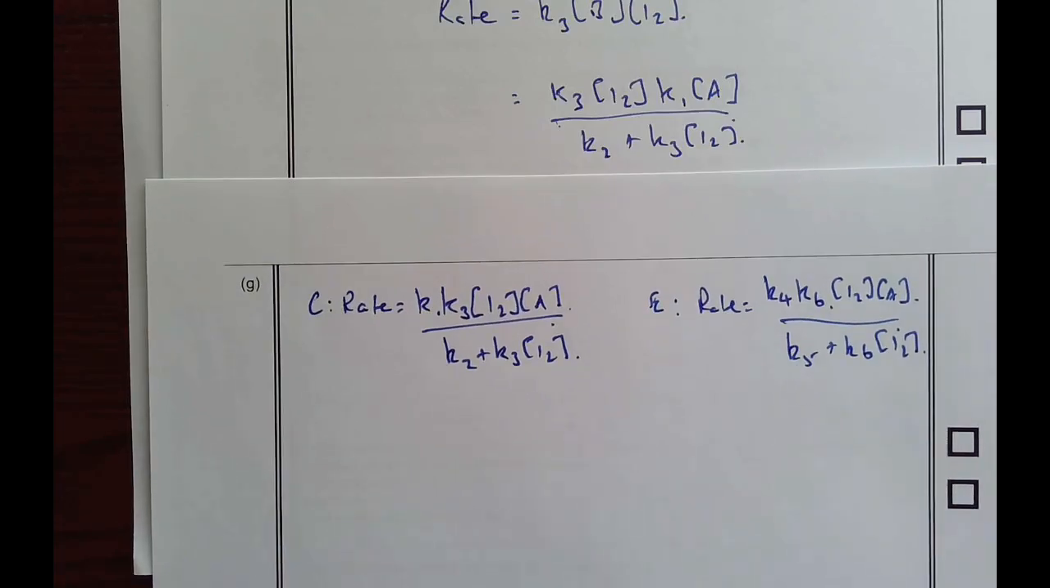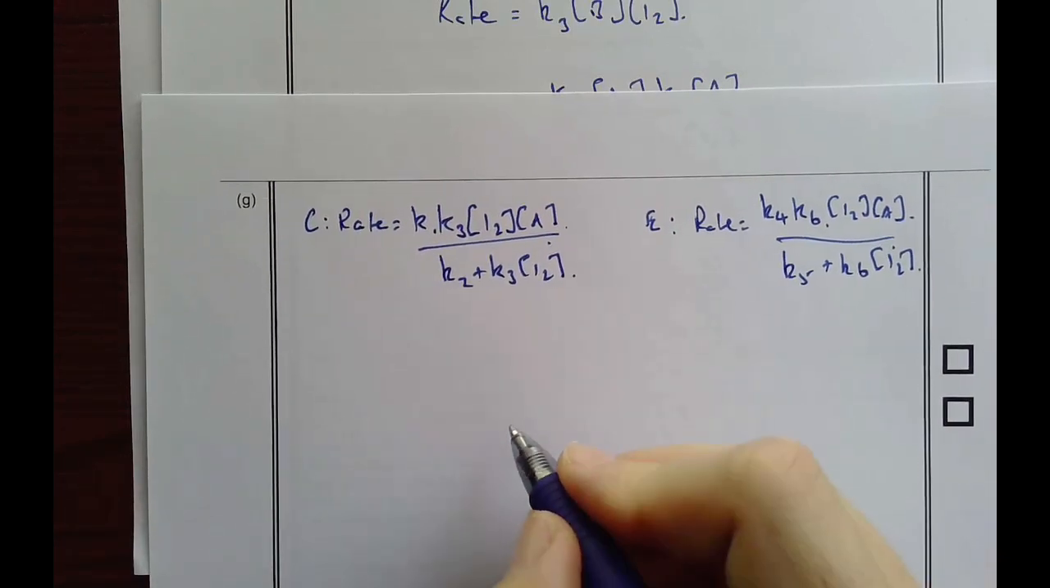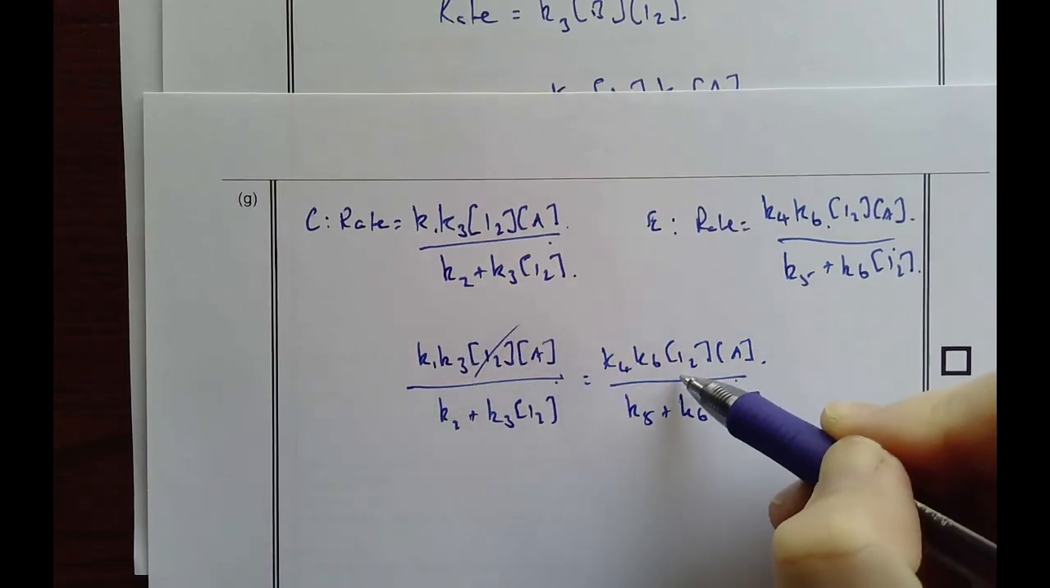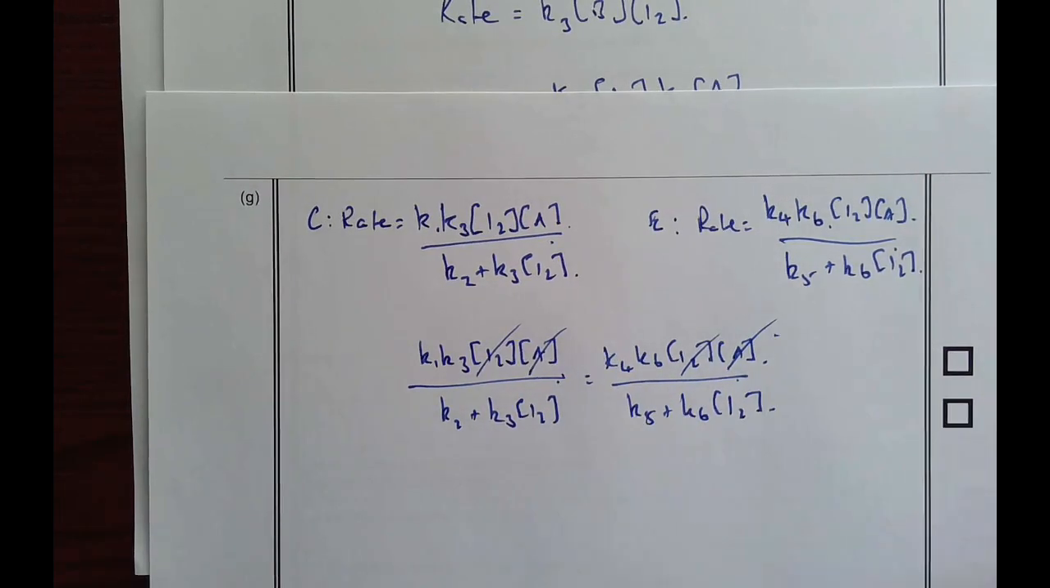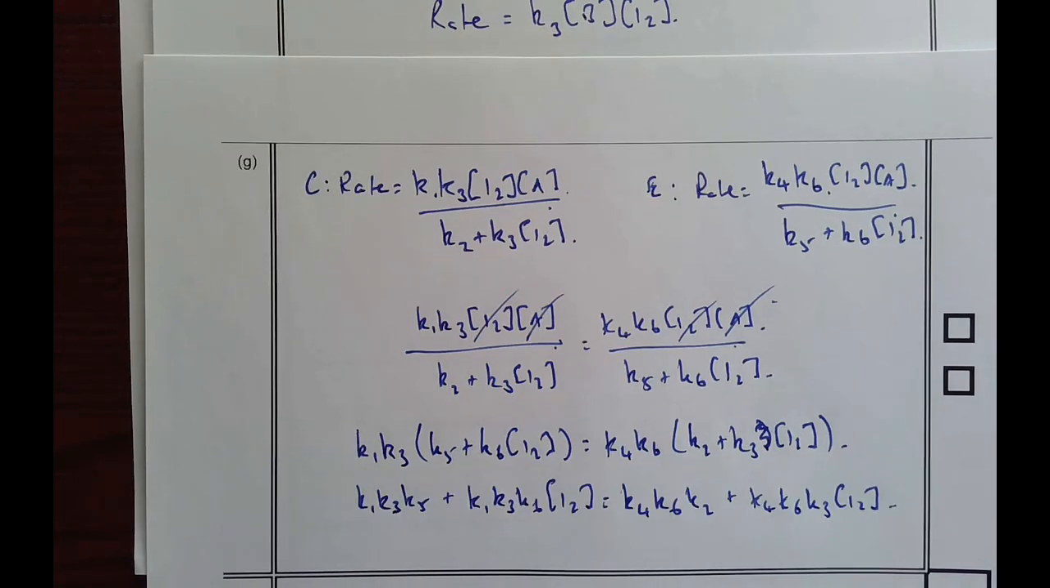And it asks us when is the rate of formation of C equal to the rate of formation of E. In other words, when do these two equal each other? So set them equal to each other, then we can cancel the I2 and cancel the A, and then we need to find an expression for the concentration of iodine. So we're going to have to do a little bit of rearranging. Then I'm going to expand the brackets. Then I'm going to collect my like terms so I can factorize out the iodine concentration.